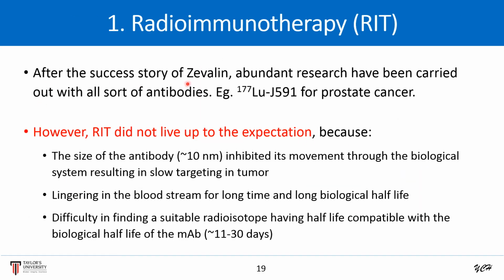And after the success story of Zevalin, there was an abundance of research carried out with all sorts of other antibodies. For example, lutetium-177 labeled with J591 for prostate cancer treatment. However, radioimmunotherapy did not live up to expectations, mainly because of three reasons. First, the size of the antibody, which is 10 nanometers, inhibited its movement through the biological system, resulting in slow targeting in tumors. And second, the radiopharmaceuticals were lingering in the bloodstream for a long time, with a long biological half-life. And it is difficult to find a suitable radioisotope with a half-life compatible with the biological half-life of the antibody, which is typically 11 to 30 days.